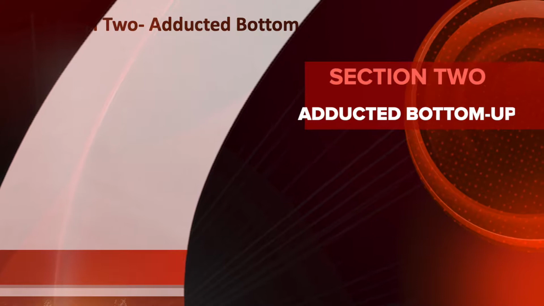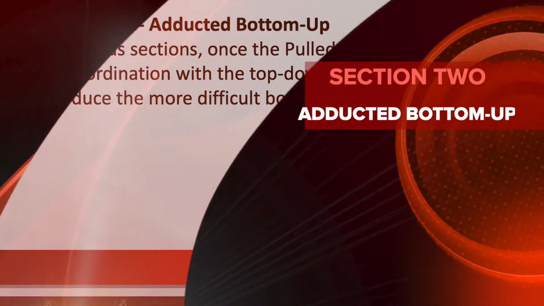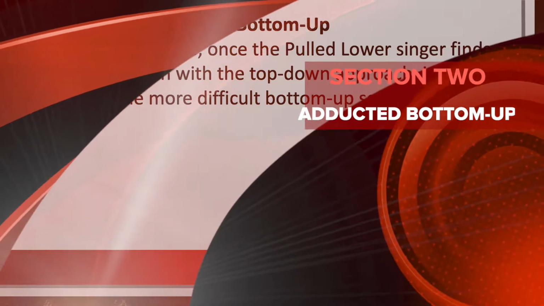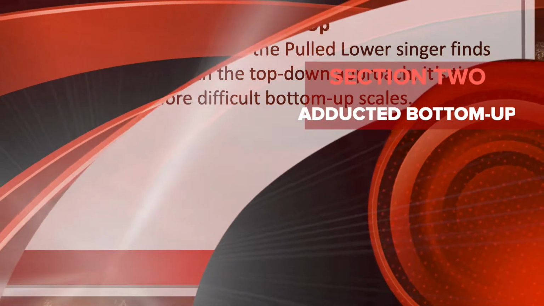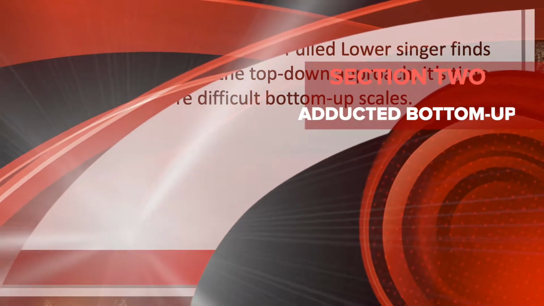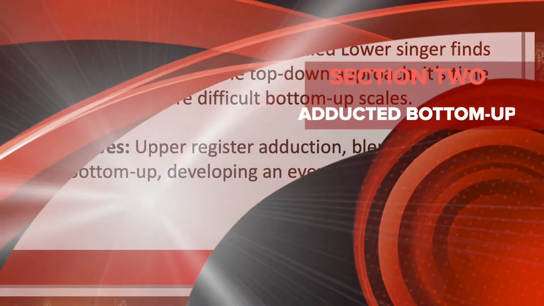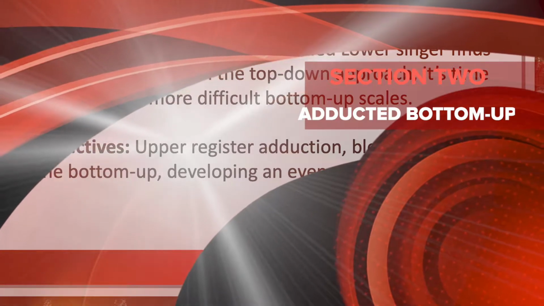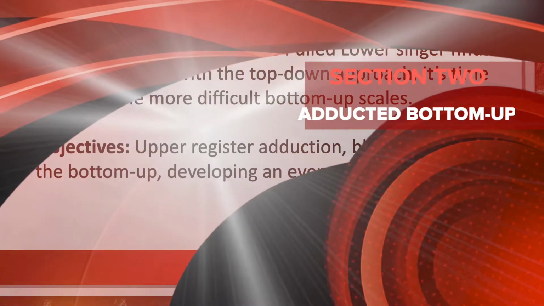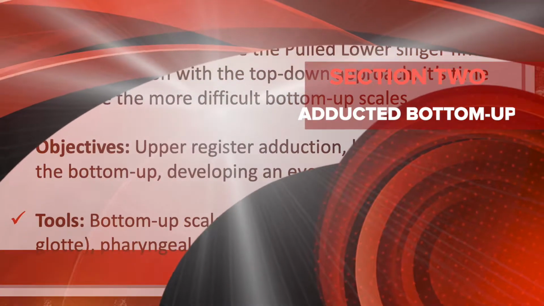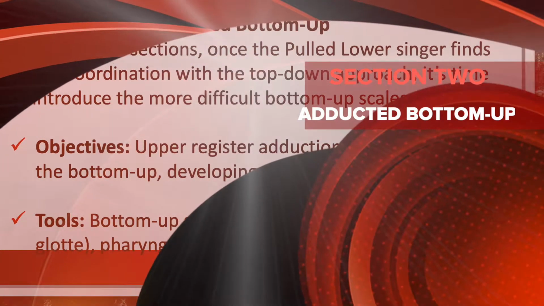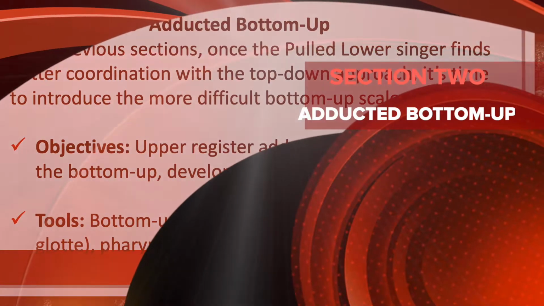Section 2, adducted bottom up. As in previous sections, once the pulled lower singer finds better coordination with the top-down approach, it's time to introduce the more difficult bottom-up scales. Our objectives are upper register adduction and then blending from the bottom up, developing an even scale. Our tools are bottom-up scales, adducted onset or coup de glotte, and pharyngeal or twang.